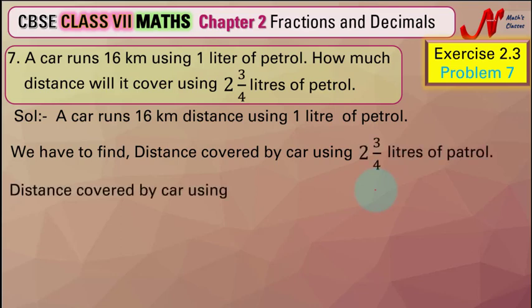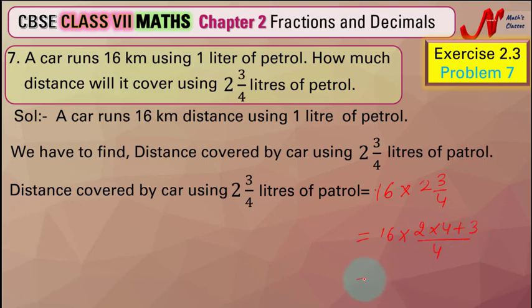Therefore, we can write the distance covered by the car using 2 3 by 4 liters of petrol is equal to 16 into 2 3 by 4, which is equal to 16 into 2 into 4 plus 3 by 4, which is equal to 16 into 2 fours are 8, 8 plus 3 is 11, 11 by 4.